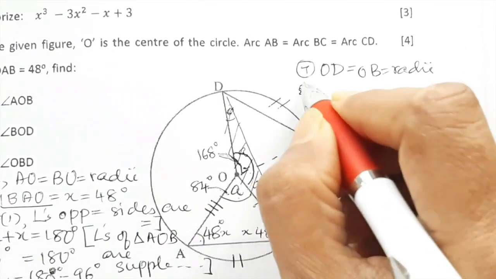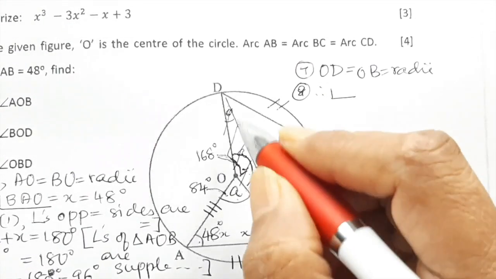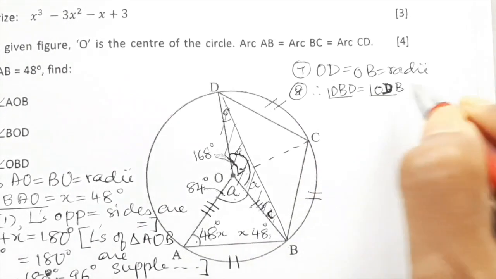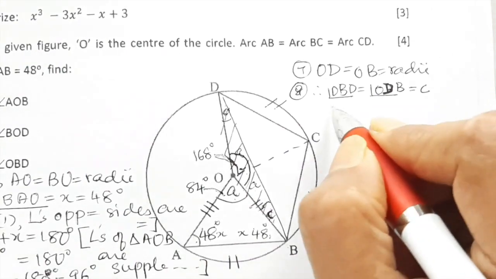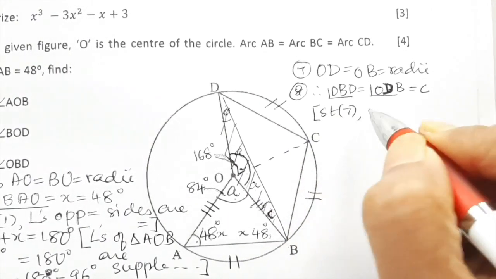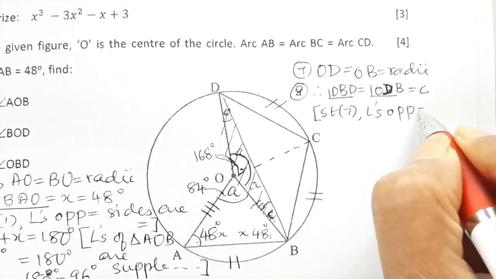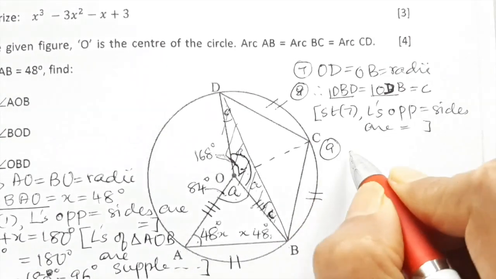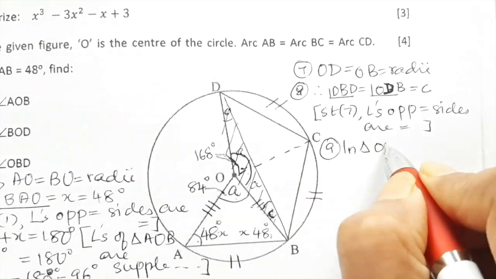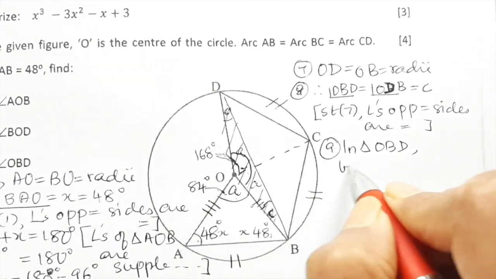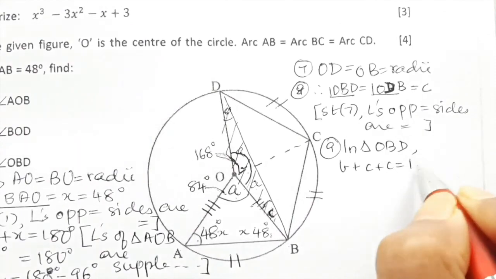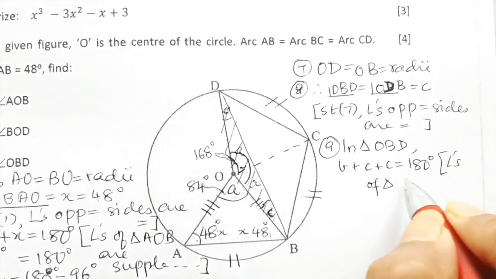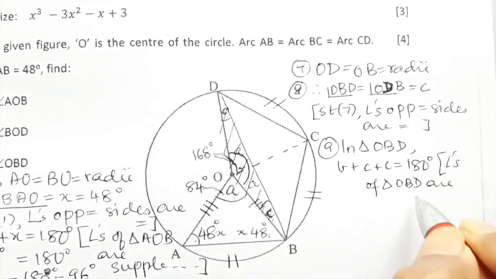So statement number 8, we will have therefore angle OBD equal to angle ODB equal to small c. And this will be from statement 7 because angles opposite equal sides are equal. Then statement number 9, in triangle OBD, we will have small b plus c equal to 180 degrees. Reason, angles of triangle OBD are supplementary.